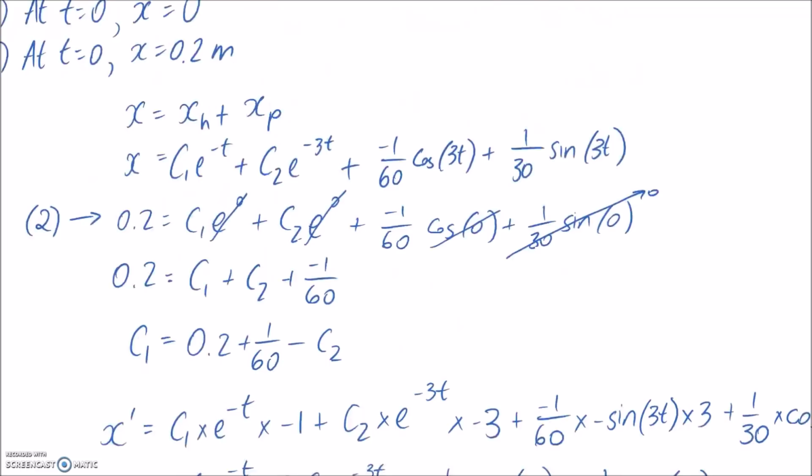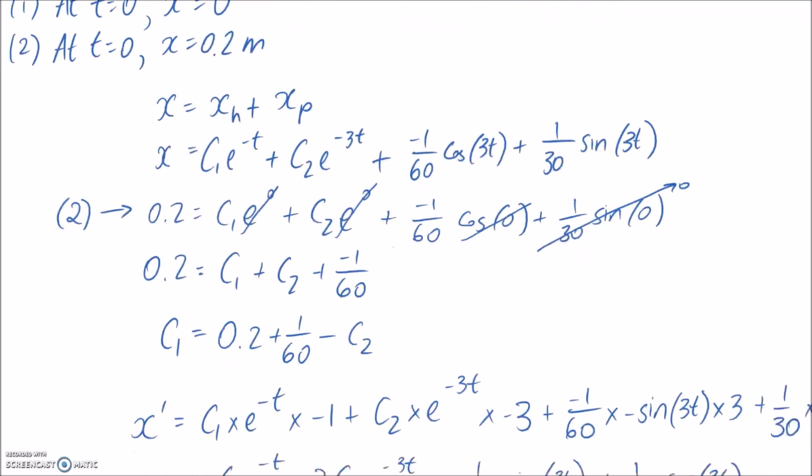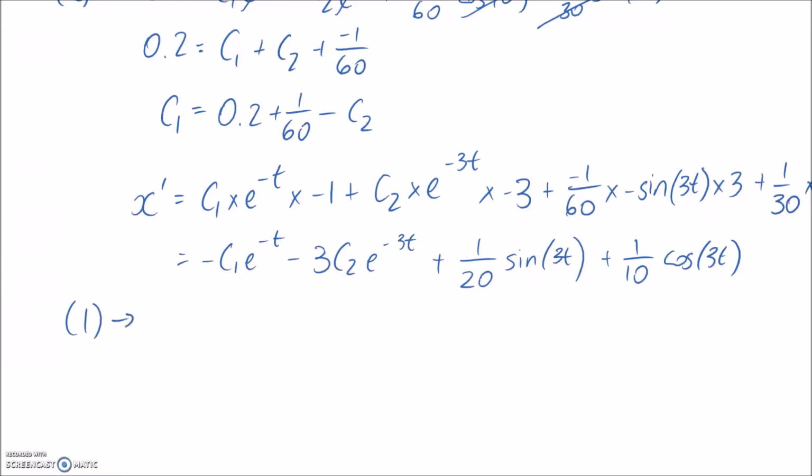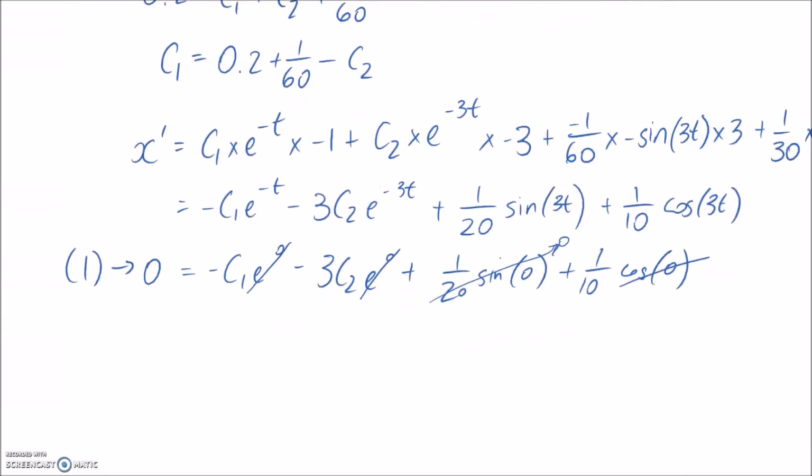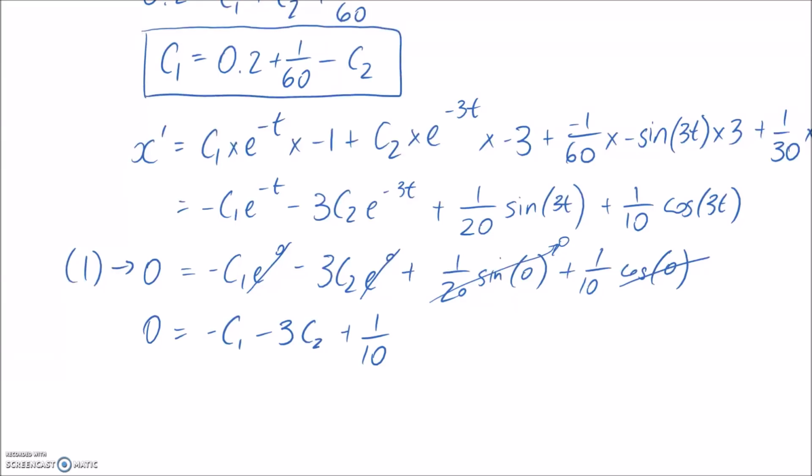Alright, so now let's actually go ahead and put this condition in. So the velocity is equal to 0 at time equal to 0. Alright, so again we've got the e's to the zeros, which are equal to 1. Sine of 0 is equal to 0, so it knocks that whole term out. And cos of 0 is 1. So we can rewrite this like so. Now we have our two equations that have the same two unknowns, so we can solve them simultaneously.